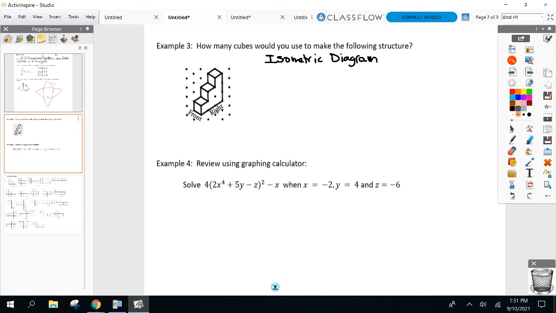All right, using this structure only. All right, no other dots here. All right, this structure only. How many cubes could you get out of this? All right, think about it. If you want to draw it out, draw it out. Only using that structure only. How many cubes could I get out of that?